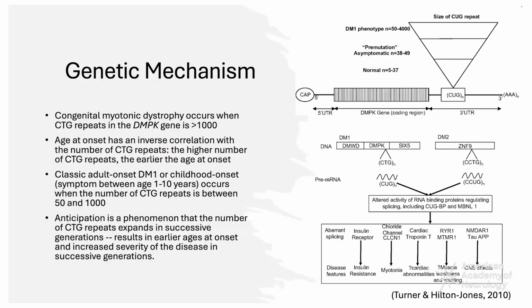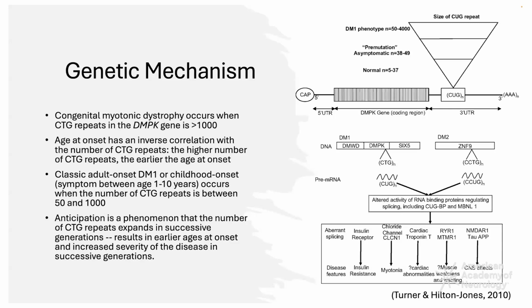So myotonic dystrophy is a repeat expansion disorder. Congenital myotonic dystrophy occurs in myotonic dystrophy type 1 when the number of CTG repeats in the DMPK gene is greater than 1,000 and the symptoms are present at birth. The age at onset has an inverse correlation with the number of CTG repeats. So the higher number of CTG repeats, the earlier age of onset of the disease.